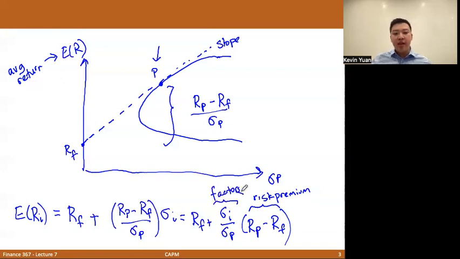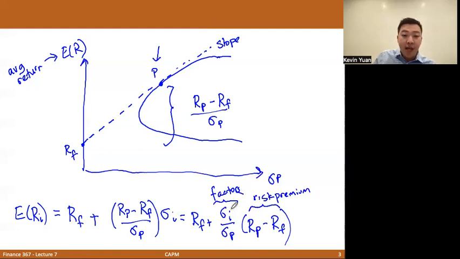Okay, so we've taken this step. We all agree that we want to hold the tangency portfolio. In what proportion, we don't know, but we know that we want to hold the tangency portfolio. We're going to draw the tangency line between the risk-free rate and that tangency portfolio. And we're going to just simply write the equation of the line, which is what I've done over here.